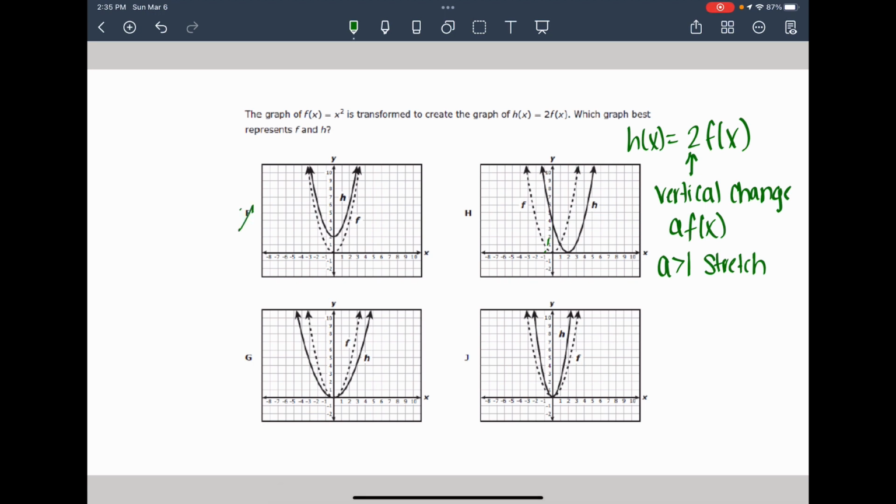So F doesn't work because in this one the graph is just shifted upwards. H doesn't work because in this one the graph is shifted right. G doesn't work because look here, the transformed graph is actually wider than the original, so that is going to be a vertical compression. So that's the opposite of what we're looking for. J is the correct answer because you can see here, compared to the original, this transformed graph is narrower, so that's going to be vertically stretched.